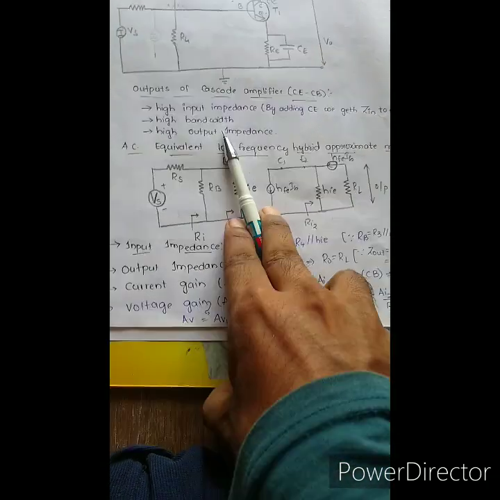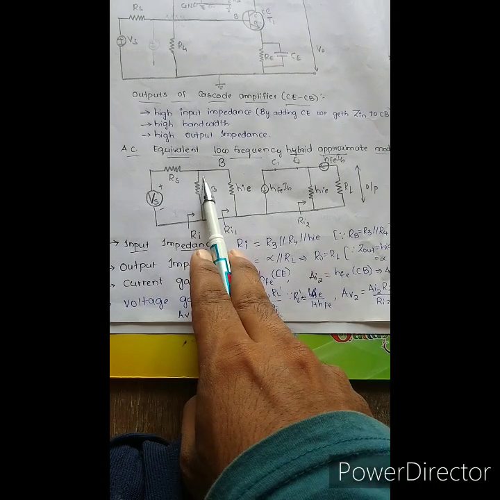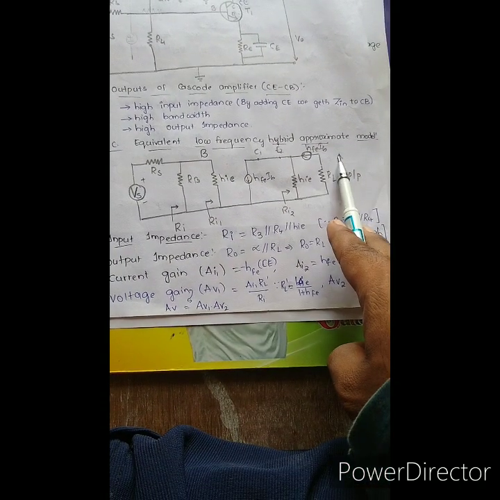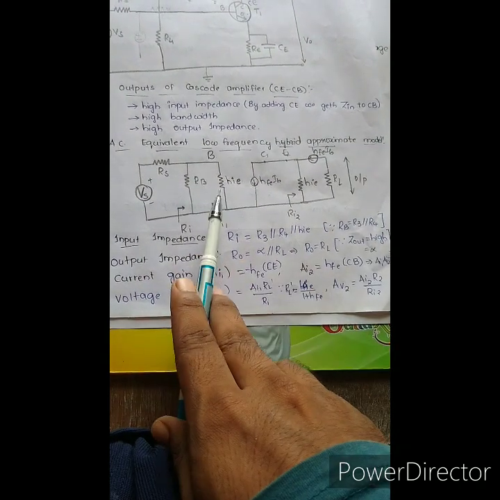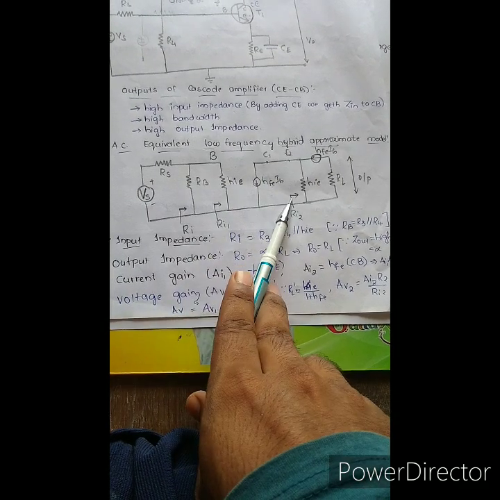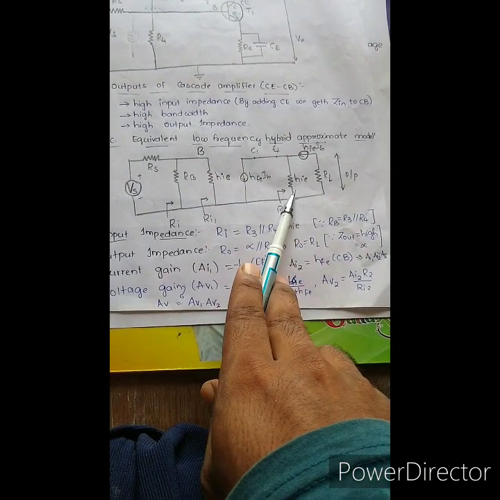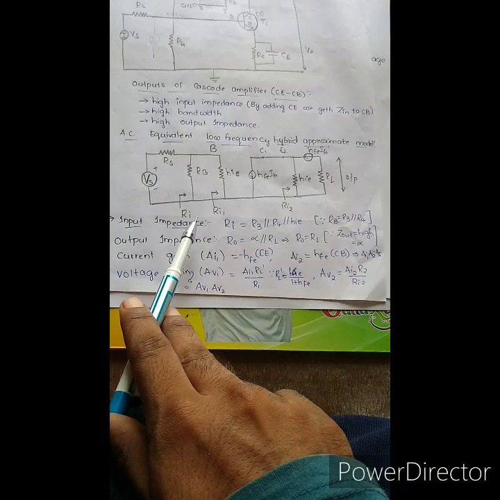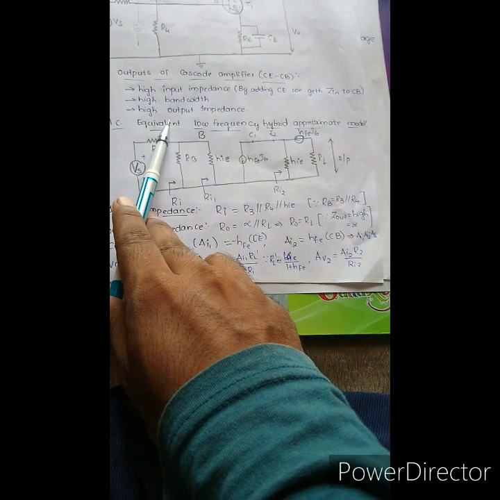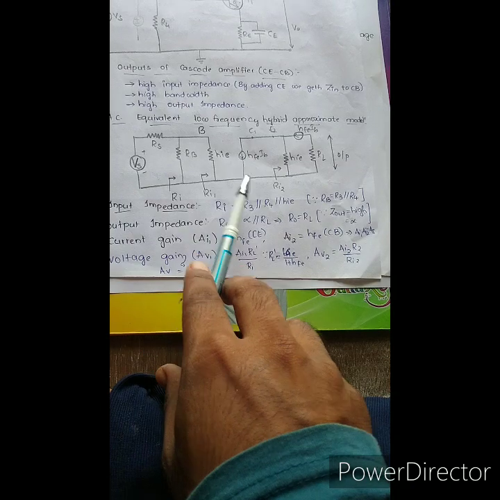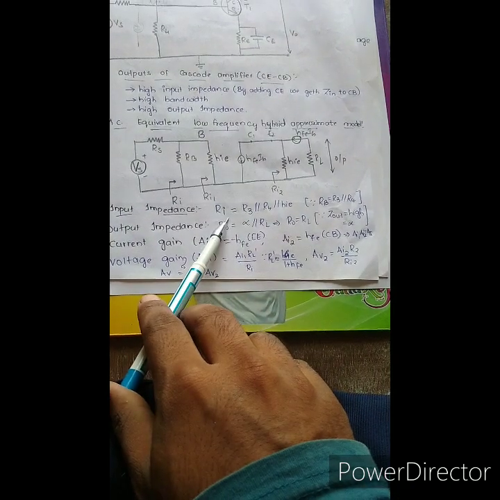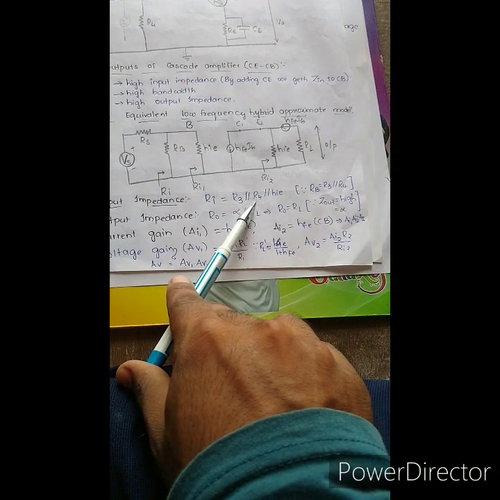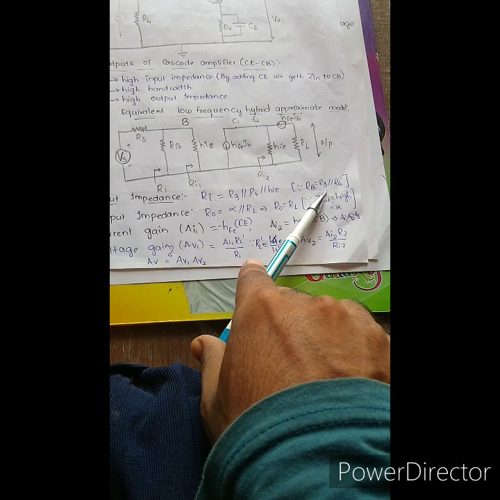And now we see the model analysis of the cascode amplifier. AC equivalent low frequency hybrid approximate model, friends. In this also, the amplifier is replaced by HIE, HFE, IB, and the second amplifier is replaced by HIE, HFE, IB, friends. These are small formulas. We have high input impedance and high output impedance, so we calculate them, friends. Firstly, RI equals RB parallel to HIE. We know RB equals R3 parallel R4, friends, from the main diagram.